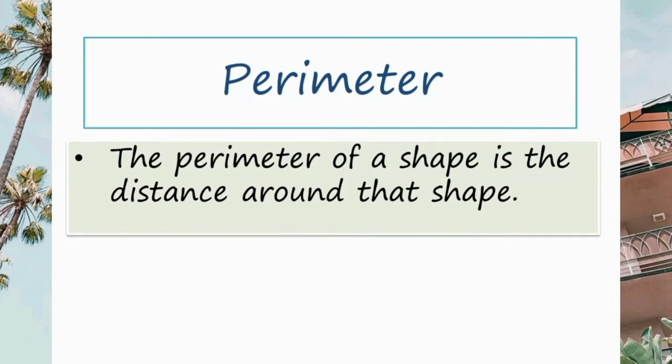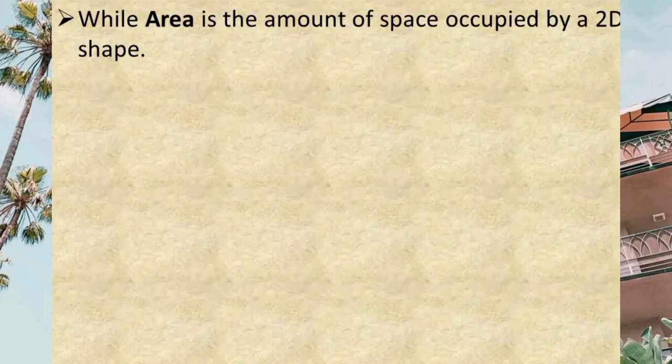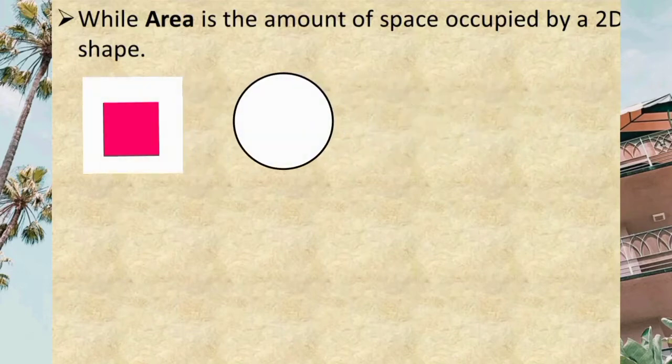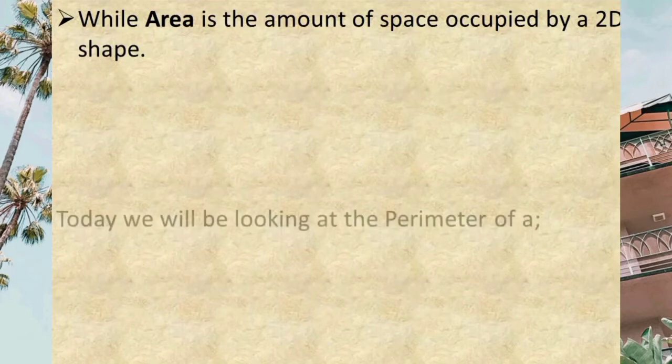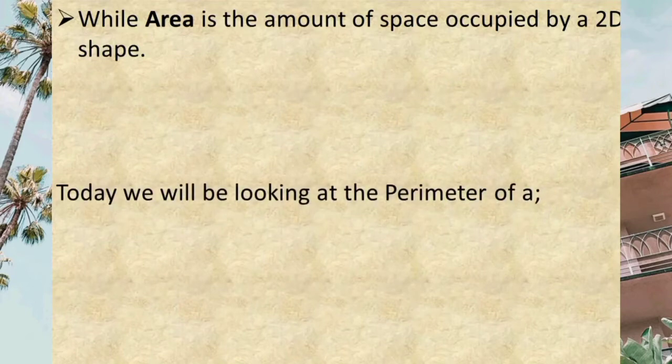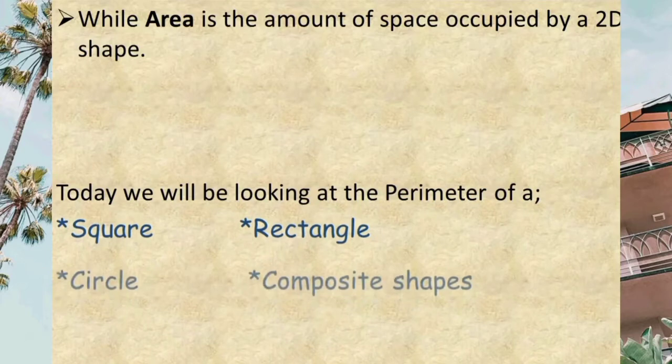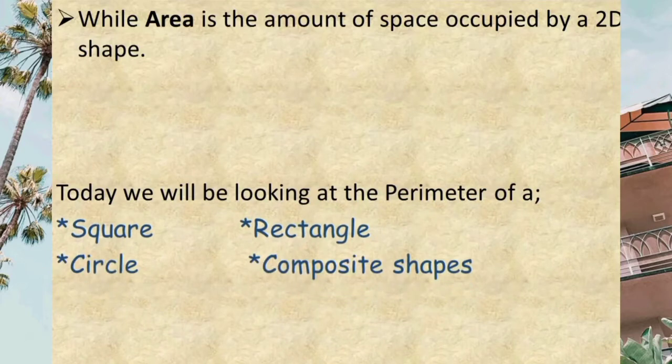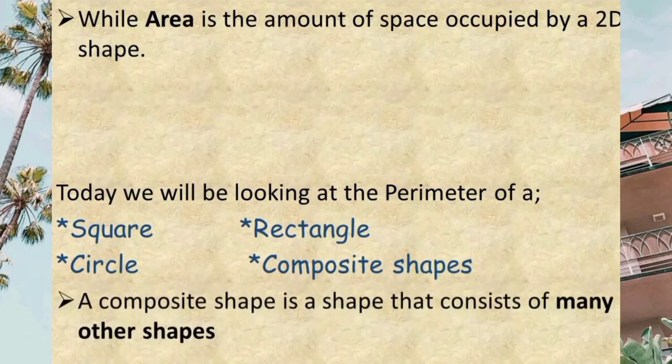So with that being said, we also have to know what area is. Area is the amount of space occupied by a 2D shape. Examples of 2D shapes include a square, a circle, and a triangle. So today we'll be focusing on the perimeter of a square, a rectangle, a circle, and composite shapes. A composite shape is a shape that consists of many other shapes. And by many other shapes, I mean it's a shape that consists of two or more different shapes.